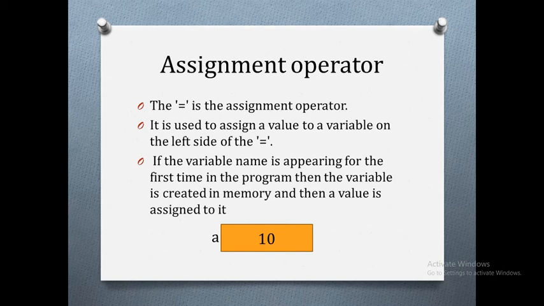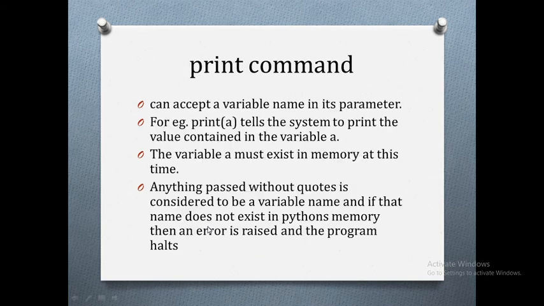So when that operation is done, what happens is that in the memory, one value, that is a constant value, will be stored in some memory, and that value will be associated with the variable name A. Here it shows that A is equal to 10, which means that in the memory 10 is stored and it is associated with the variable A.